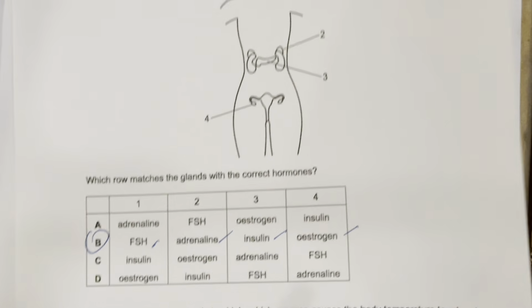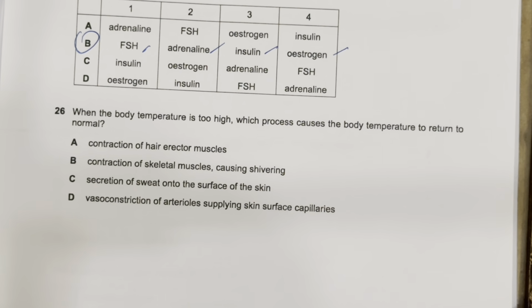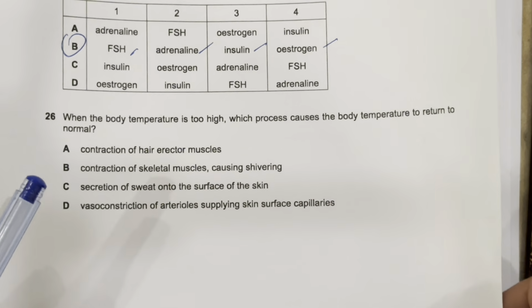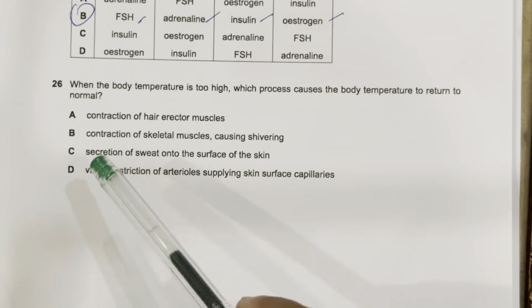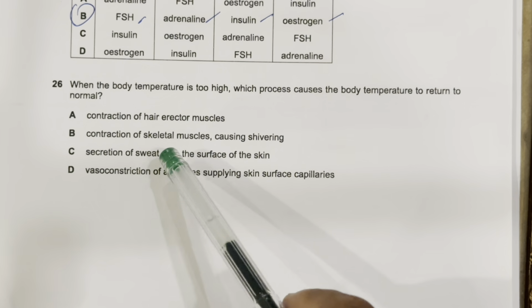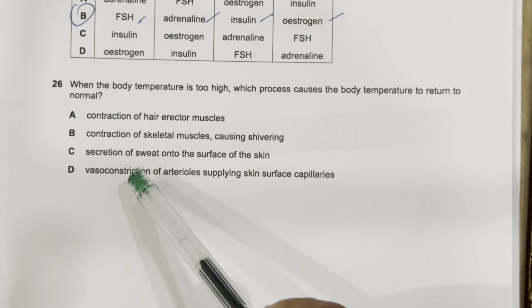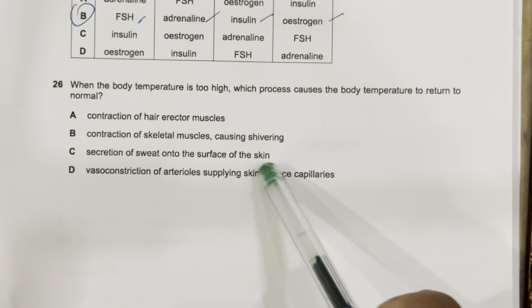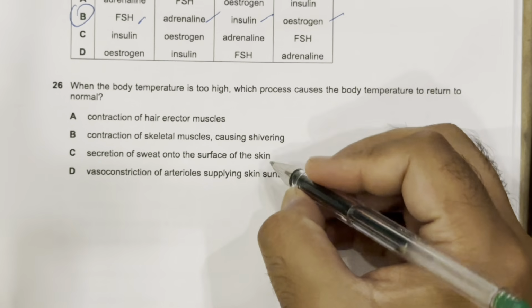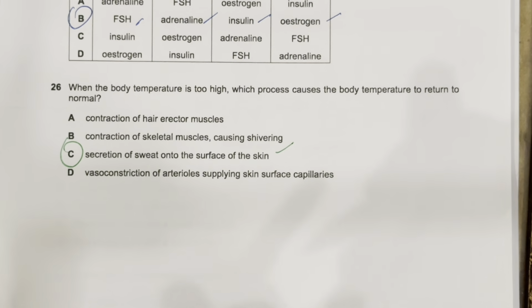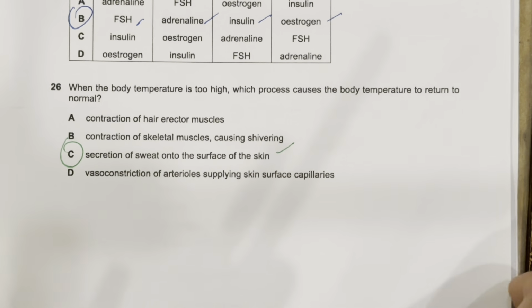Now moving to question number 26. When the body temperature is too high, which process causes the body temperature to return to normal? We know that we release sweat to decrease our body temperature, otherwise we will remain heated. So option A, contraction of hair erector muscle, no. Contraction of skeletal muscle causing shivering, no. Secretion of sweat onto the surface of the skin, yes, this is the reason our temperature decreases. So option C is the right choice. Moving to question number 27.